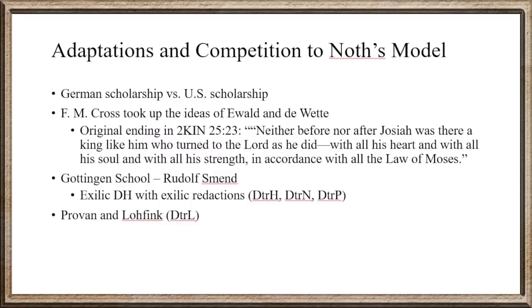So these are adaptations and competition to Noth's model. Noth's model garnered a lot of support in German scholarship, while scholars in the US lean more toward F. M. Cross's competing idea. So Cross decided to bring it back to the OG ideas of De Wette and Ewald. There were two layers to the Deuteronomistic history, one pre-exilic and the other exilic. He believed that the original, or Josianic, ending to the text was in Second Kings 23:25, where we're told that neither before nor after Josiah was there a king like him who turned to the Lord as he did, with all his heart and with all his soul and with all his strength, in accordance with all the law of Moses.